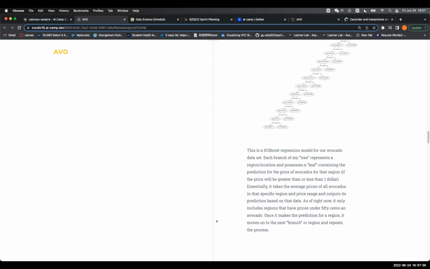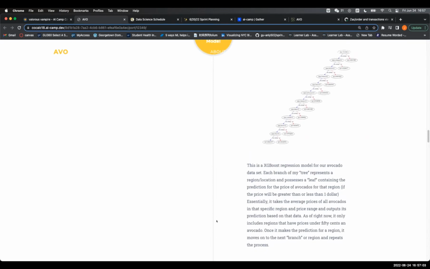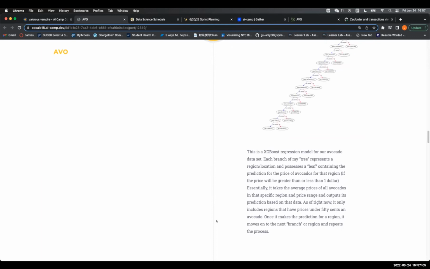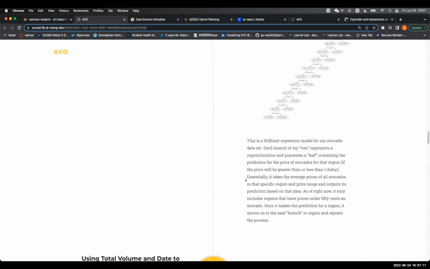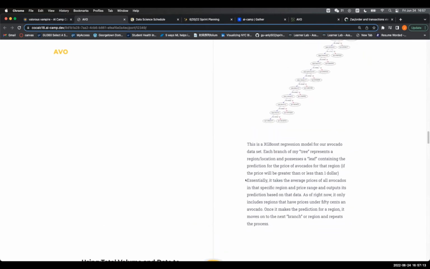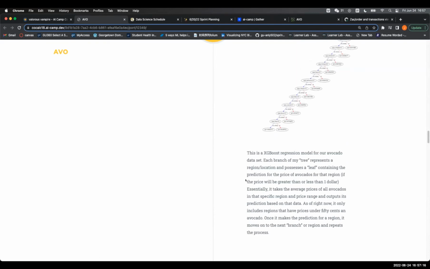and outputs its prediction based on the data. As of right now, I have cut it down to include only regions that have prices less than 50 cents an avocado, otherwise the graph would have just been way too large. And once it makes that prediction for a region, it moves on to the next branch or region and repeats the process.